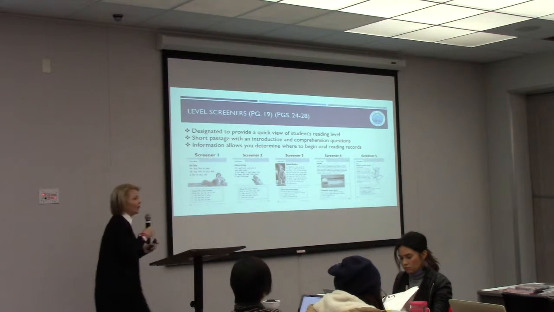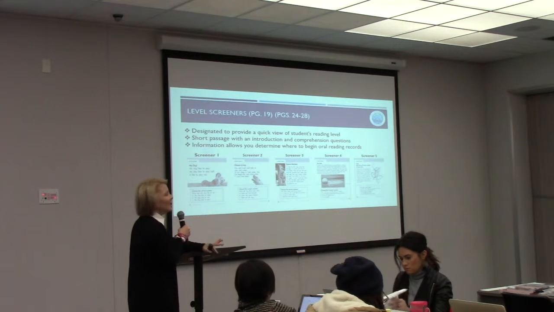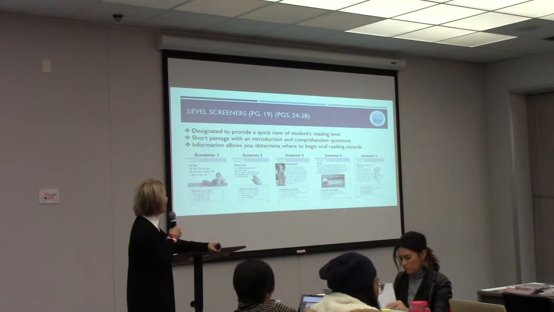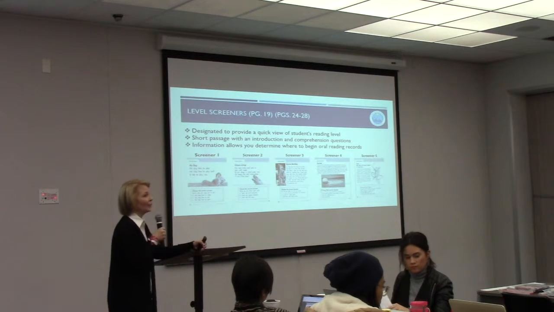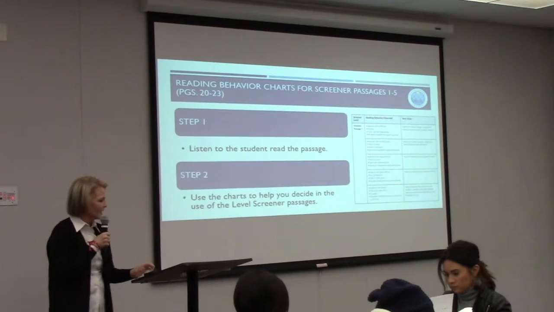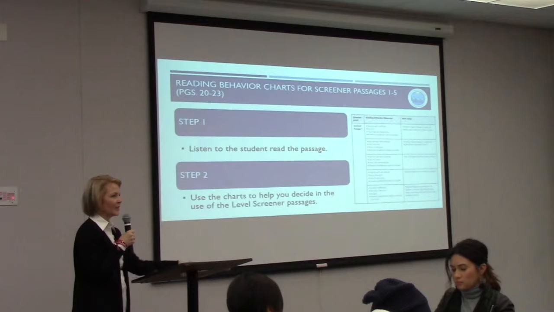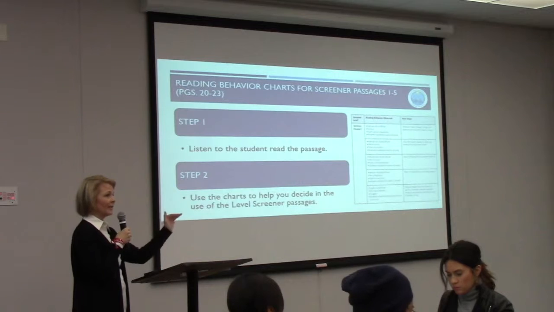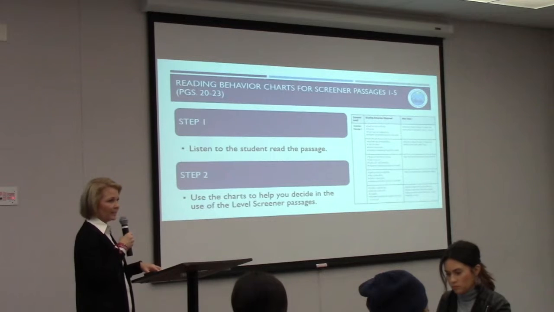2. These screeners are meant to give you a quick view into the student's reading level. These are short passages, and they have one follow-up comprehension question. Okay? This information allows you to get an idea of where to begin with your oral reading records. If you're following along in your packet, after you tab page 19, which are the instructions, it's very important that we read over those instructions, that we understand the levels. Also on page 19, it will give you not only the levels of all those different passages, but it will also give you the answer to the comprehension question. So make sure you have that written down.